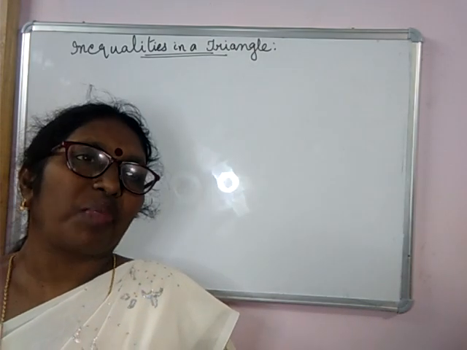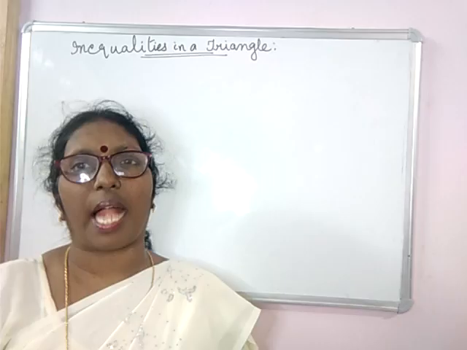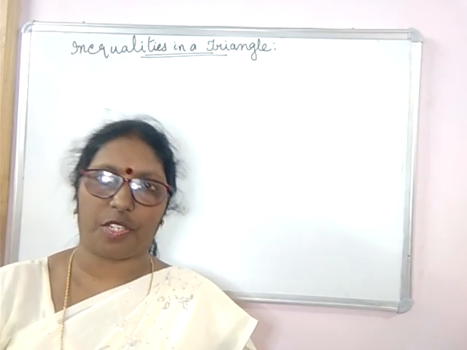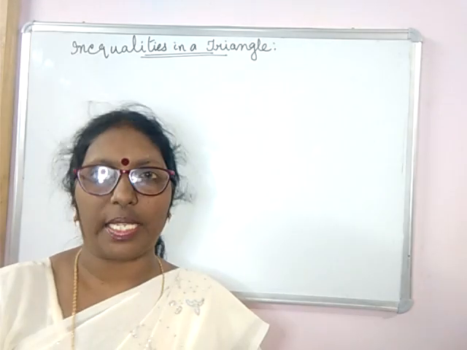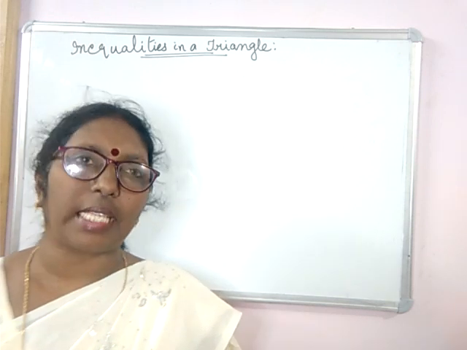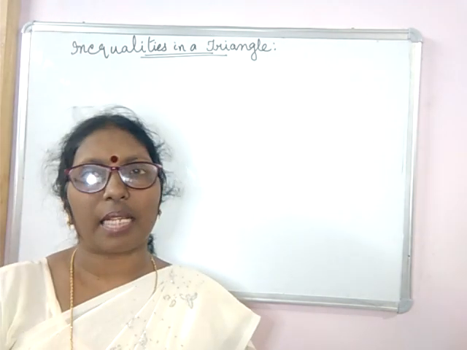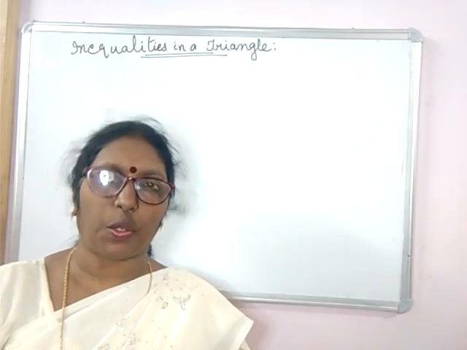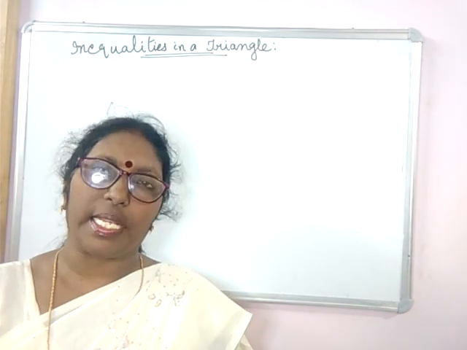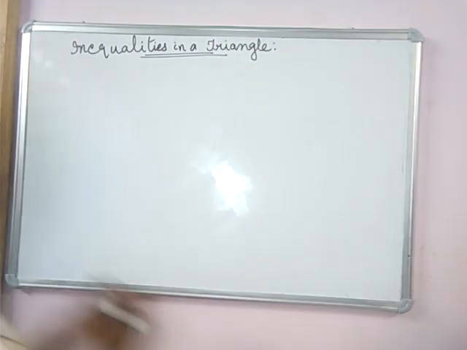we know that the greater side has a greater angle opposite to it. But how to prove this? Similarly, if two angles are not equal, then the greater angle has the greater side opposite to it. Let us prove this in the form of theorems.